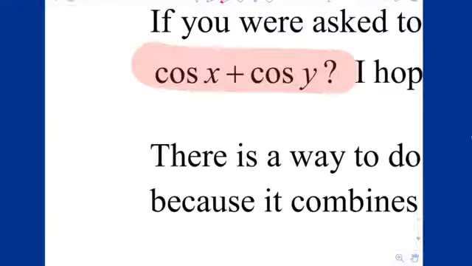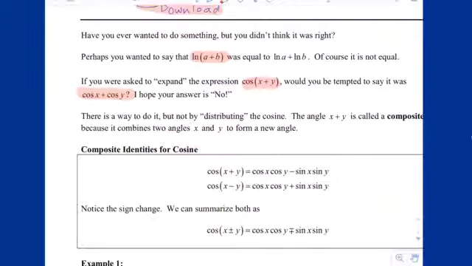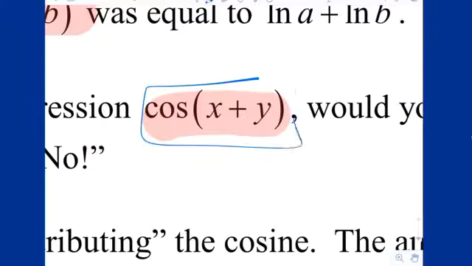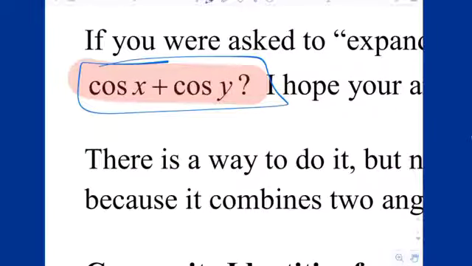Okay, so this is not equal to cosine x plus cosine y. Very similar when we had the natural log of a plus b, that was not equal to the natural log of a plus the natural log of b. So in general, you cannot distribute a function inside itself. There's not a way to do that in general. But there is hope for something like cosine of x plus y. The bad news is it's not as simple as distributing. But there is a way to express cosine of the angle x plus y in terms of single x and single y. And I'm going to introduce that to you right now.